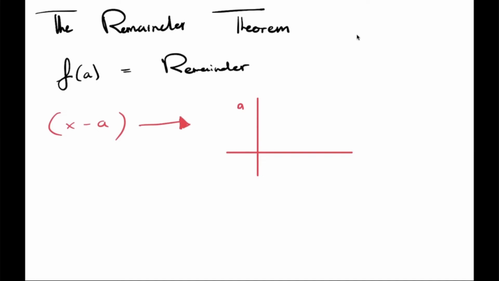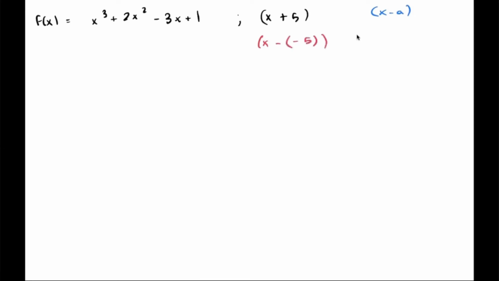So what exactly do we mean by f of a equals the remainder? Let us take, for example, that we have f of x is equal to x cubed plus 2x squared minus 3x plus 1. And you have to divide this by x plus 5. So we know that here a is negative 5. Why is that? Because the form is originally x minus a, right? Here it is x minus negative 5. So minus minus becomes positive. That's why it is x plus 5.